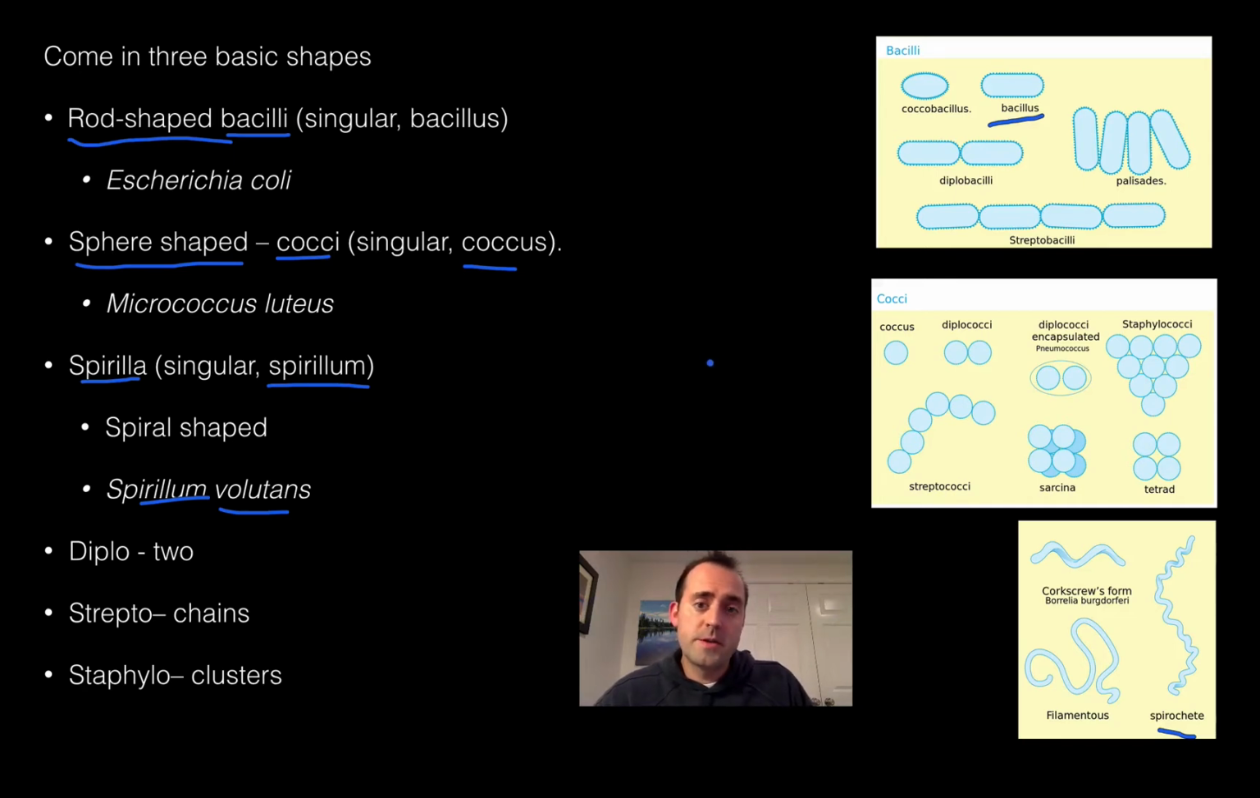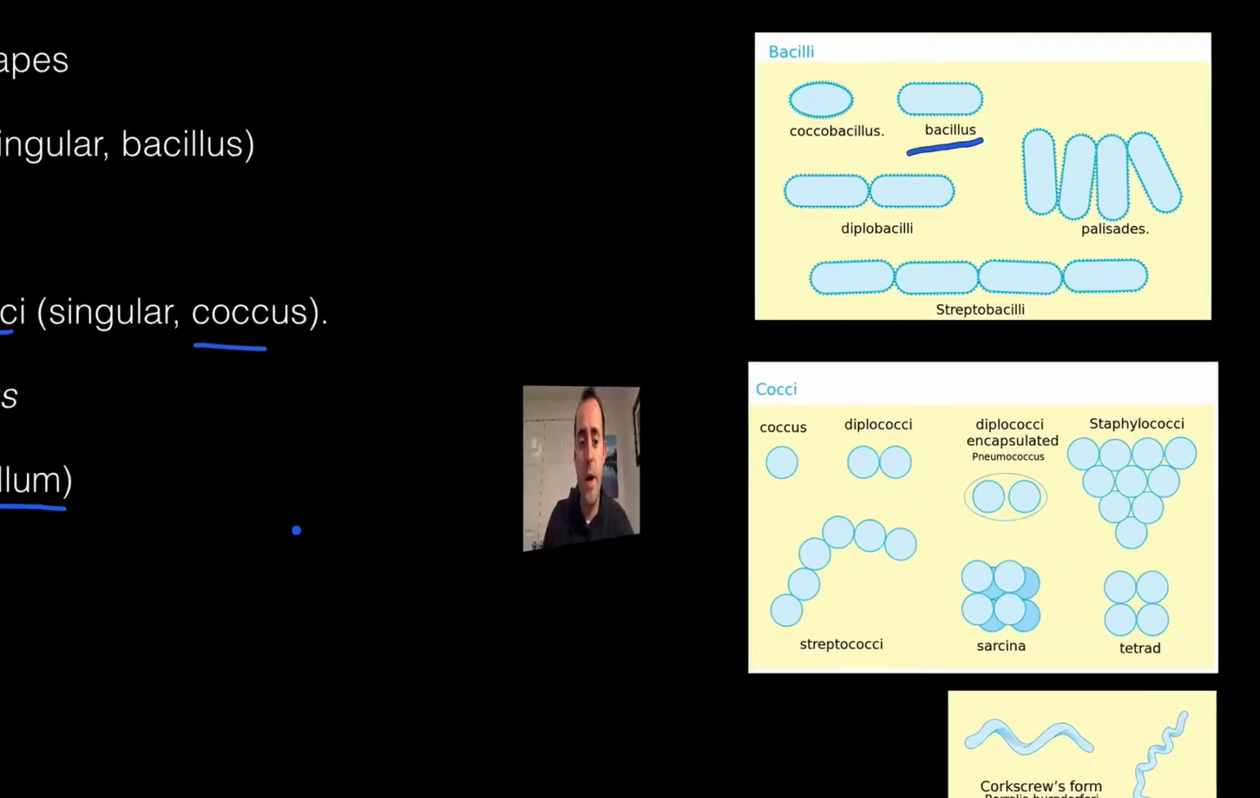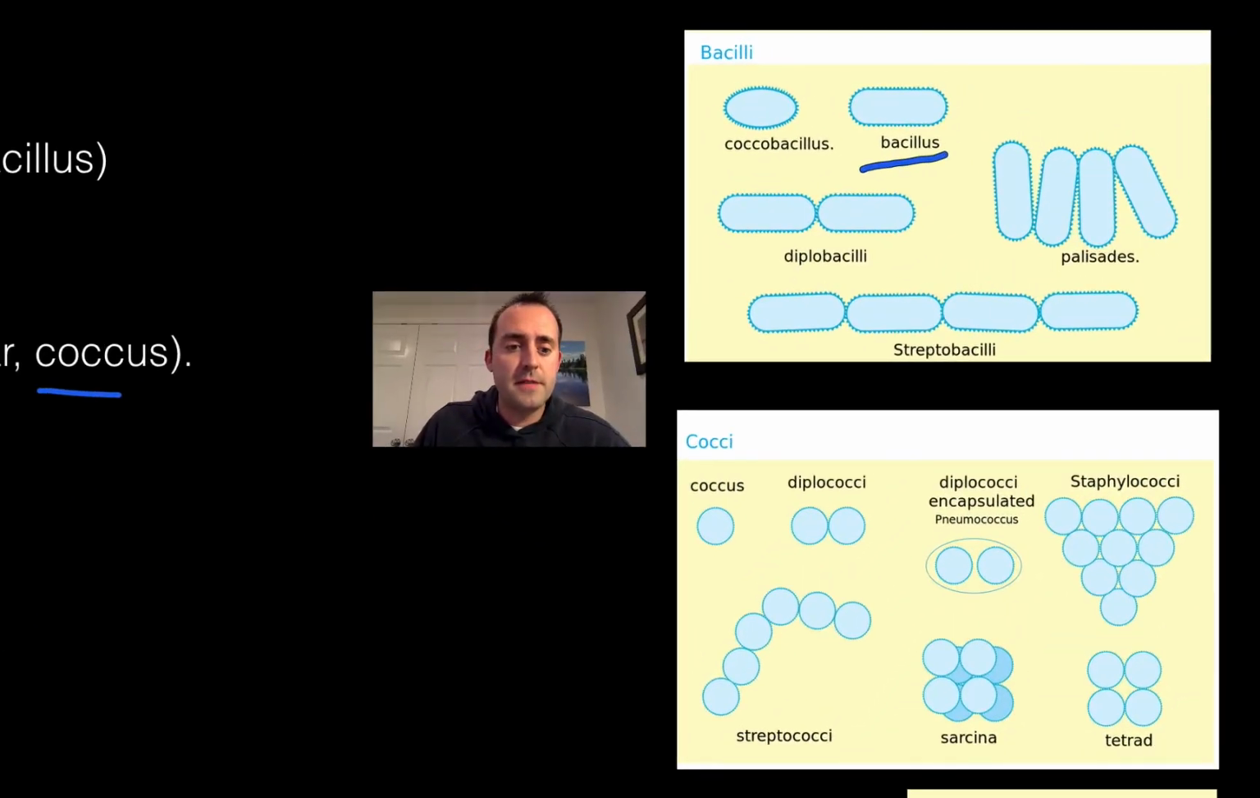But another way we can describe their shape is actually how they are arranged. Sometimes bacteria live in groups of two, for which we use the word diplo. If we look at a diplobacilli or a diplococci bacteria, you can see there's 1, 2 cells next to each other. We can use the word strepto, like if you ever had strep throat. These are bacteria that are found in chains. So like this is a streptobacilli, a long chain of rod-shaped bacteria.